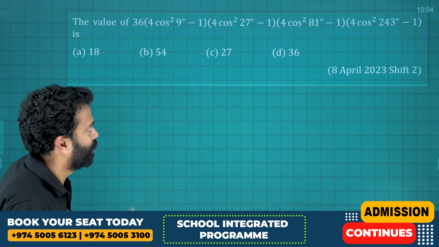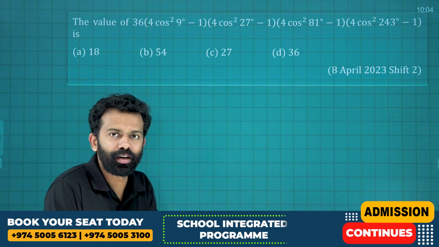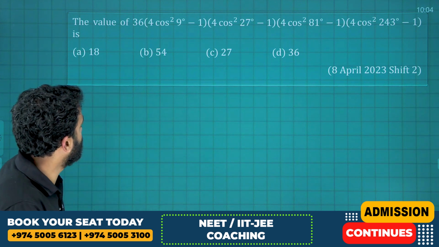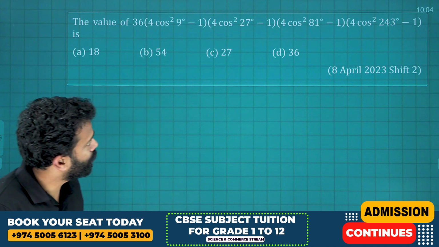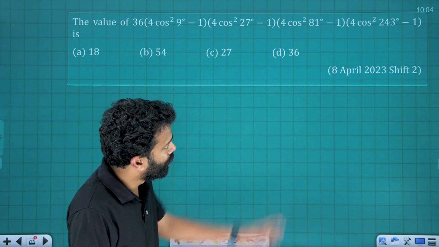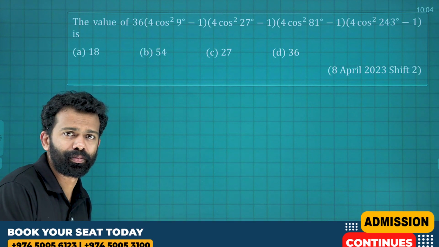Another one, the expression is very big. Just try to solve this by yourself at first. Very interesting question actually. The value of 36 (4 cos square 9 minus 1)(4 cos square 27 minus 1)(4 cos square 81 minus 1)(4 cos square 243 minus 1). And how are you going to do this one?